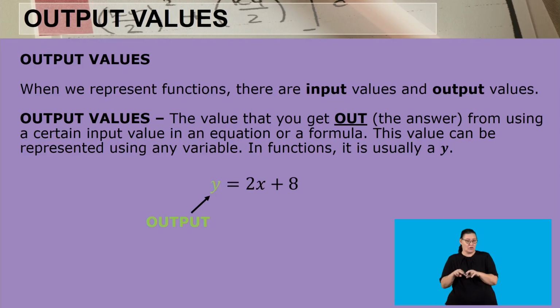Output values are the value that you get out, or the answer, from using a certain input value in an equation or a formula. This value can be represented using any variable. In functions, it is usually a y. So we can see that we are still working with that same equation, y is equal to 2x plus 8, but this time our focus is on the output. So that y is that output, our answer from using our input.